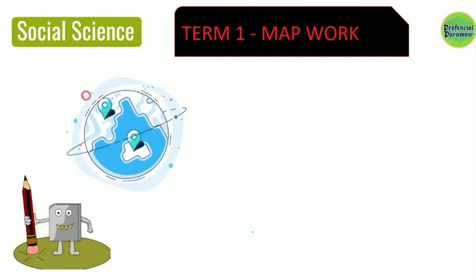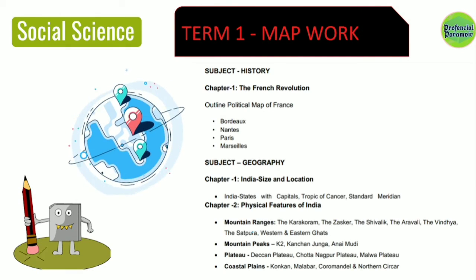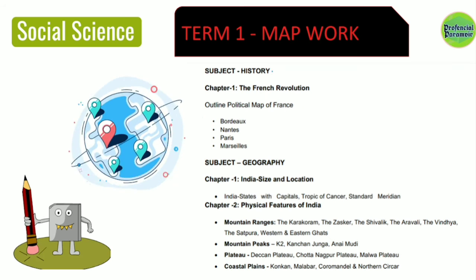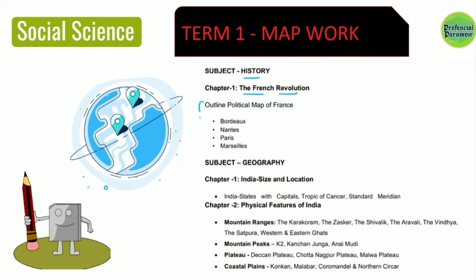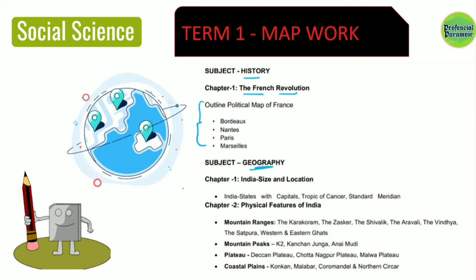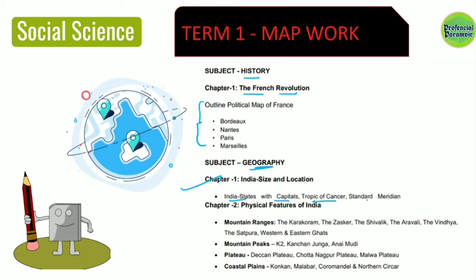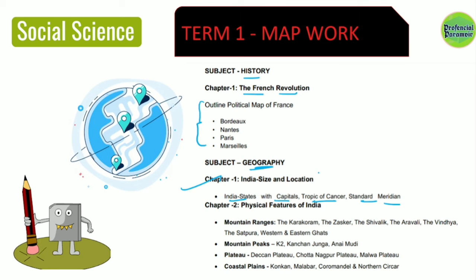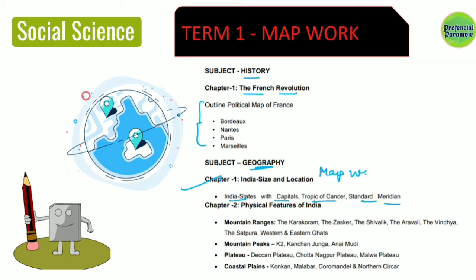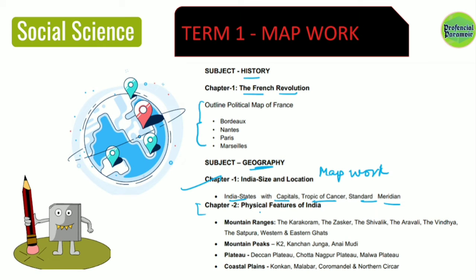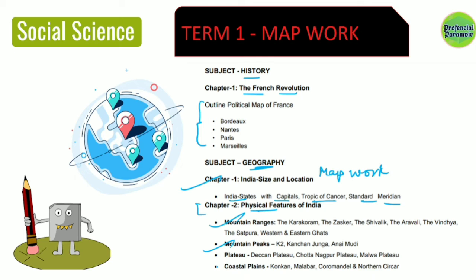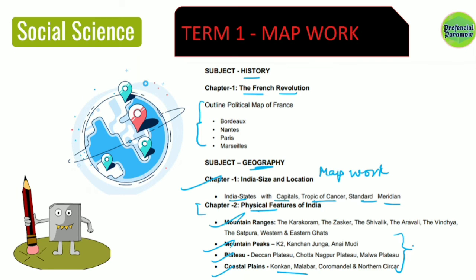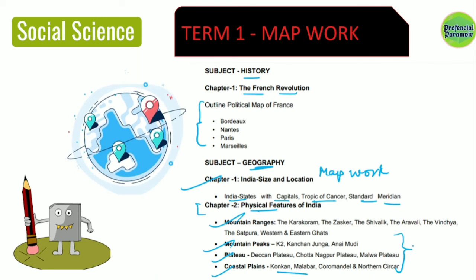And now let us see the map work for term 1. So guys, for the subject history, here is a map work from the chapter the French Revolution. You can check it out. From geography, chapter number 1, India, states with capitals, topic of census, standard meridian. This is a map work from this chapter. And from chapter 2 of geography, we are having mountain ranges, mountain peaks, plateau, coastal plains. You can see, and these are the topics which are coming in term 1 for map work.